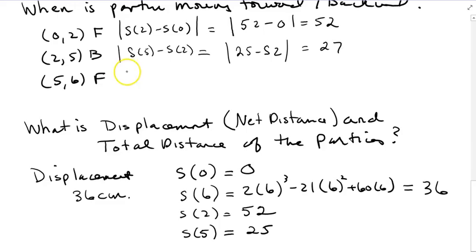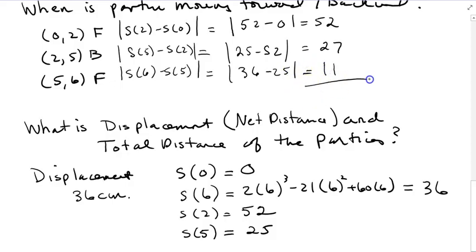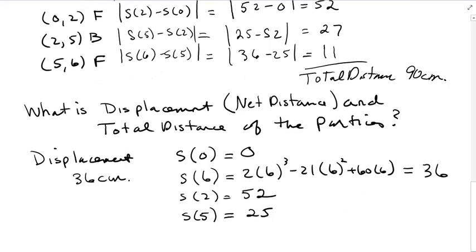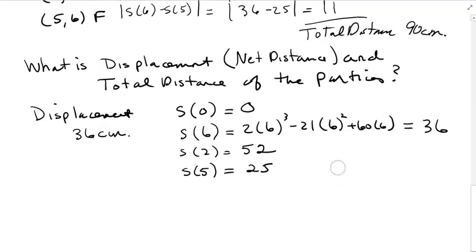And then between 5 and 6, you'd have to take S sub 6 minus S sub 5. S sub 6 was 36 minus S sub 5, 25. And 36 minus 25 is 11. So my total distance was 90 centimeters. Right? Much larger than our displacement. All right.